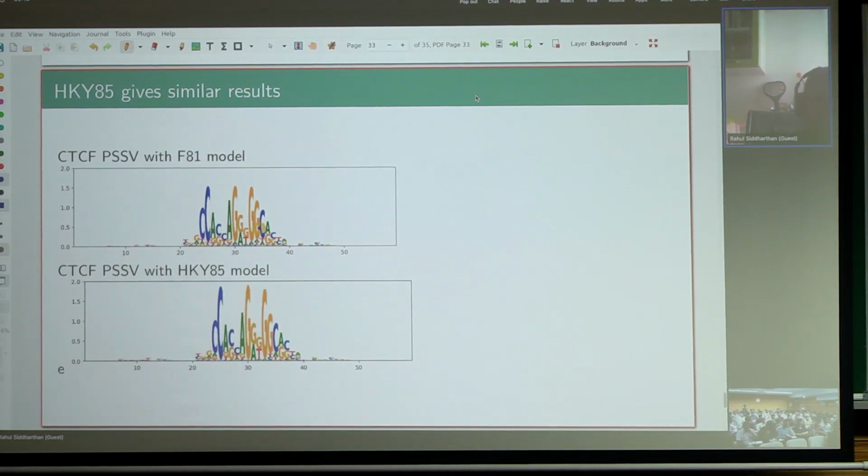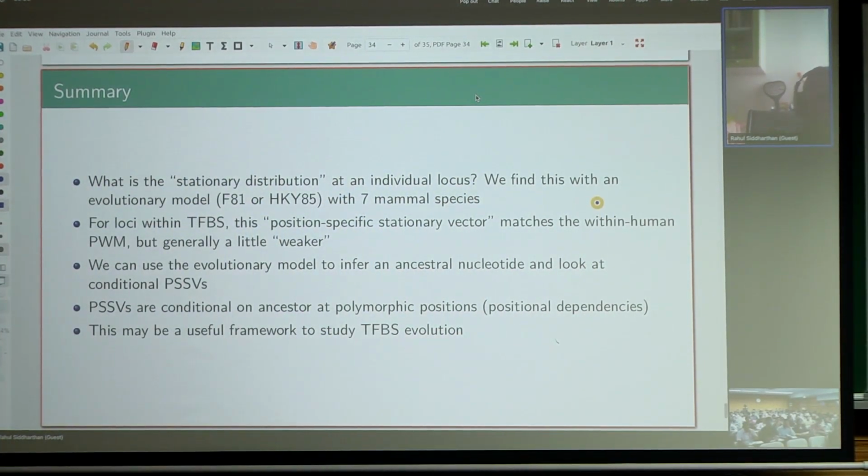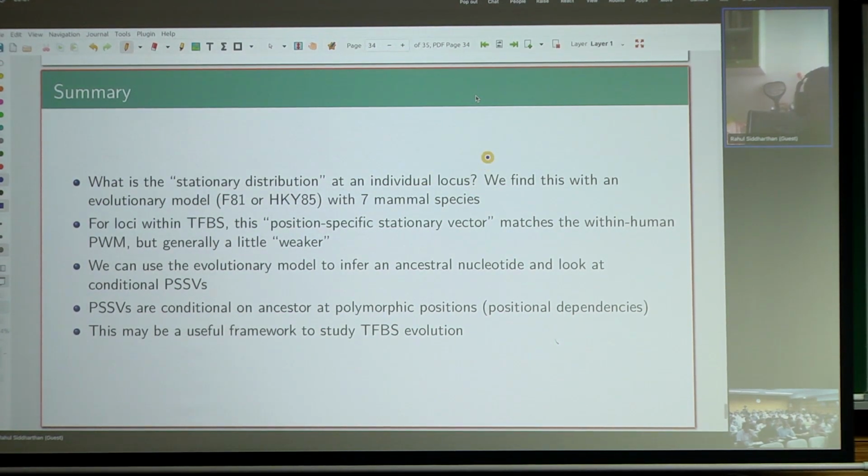Okay, so thanks for listening to this work in progress. Here's a quick summary. The question we're asking is: can we determine the stationary distribution at an individual locus for transcription factor binding sites? This tells us something about how the sites evolve. We have a fast algorithm for F81, and we find that more or less the stationary distribution pattern mirrors the within-species position weight matrix. We can look at ancestral nucleotides and compensatory mutations, and maybe this is a useful framework for this kind of question going forward.